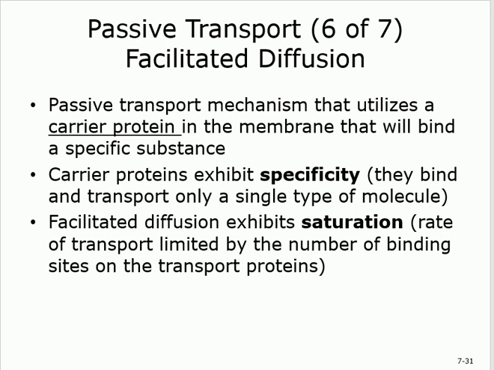The second type of still passive and still diffusion is facilitated diffusion. Diffusion means diffuse from high to low. What does facilitated mean? Carrier protein. Okay. So this carrier protein has two criteria that we need to understand. It's specific and it can be saturated.